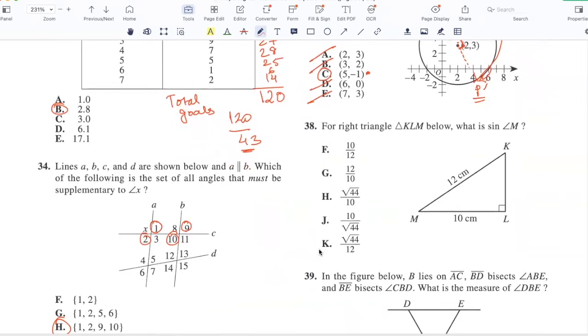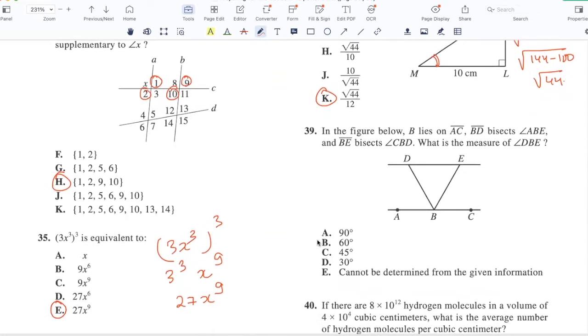For right triangle KLM, what is sine of M? Okay, so sine of M will be opposite over hypotenuse. So this side KL will be 12 squared minus 10 squared by Pythagoras theorem. So 144 minus 100, that's square root of 44. So then sine of M would be opposite over hypotenuse, root 44 by 12, option K.